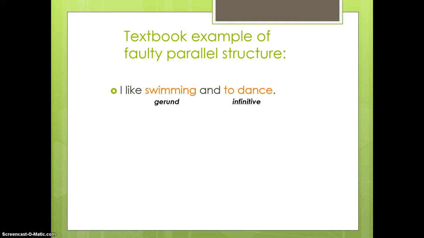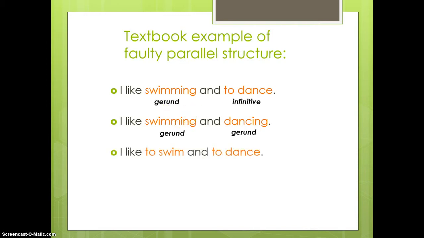as a matter of style. So you can write, I like swimming and dancing, where you have gerund and gerund. Or you could say, I like to swim and to dance, where you have infinitive and infinitive. Or you could even take out the repeated to and have I like to swim and dance, and just coordinate the base form swim and the base form dance.